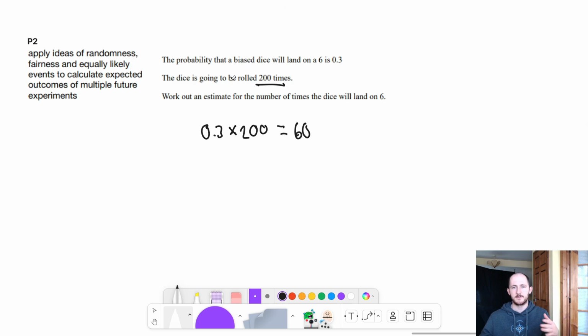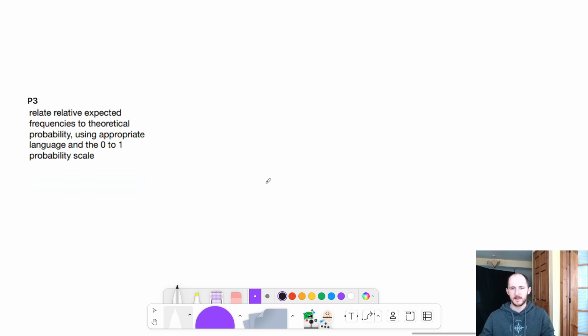4, 5, and 6. So again, whenever they say work out an estimate, and they've given you a probability, all you're doing is taking the probability and timesing by how many times they're doing whatever they're doing. Rolling a dice, flipping a coin, pulling hats from a bag, whatever. Okay, you take probability times by the number of times you do it. That gives you an estimate for the number of times that event will happen. Okay, so you need the probability that it lands on a 6 times by the total number.